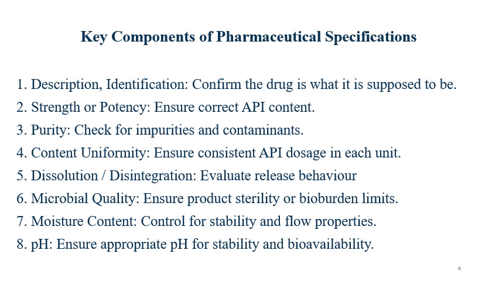Strength or potency ensures the correct API content. Purity checks for impurities and contaminants. Content uniformity ensures consistent API doses in each unit. Dissolution and disintegration evaluate the release behavior. Microbial quality ensures product sterility and bioburden limits. Moisture content is controlled for stability and for flow properties. So moisture content or water content is there, and sometimes LOD testing is there. pH is to ensure appropriate pH for stability and bioavailability. These are some of the components of specification.